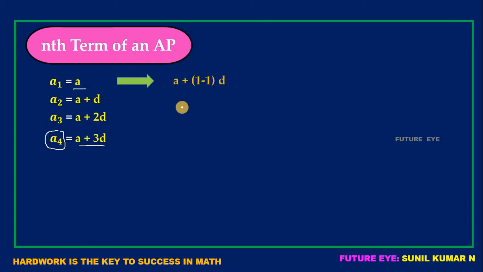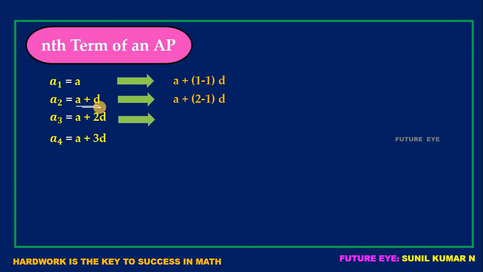A we have got like this. A is as it is, and 1 minus 1 into d. 1 minus 1 is nothing but 0. So 0 into d is nothing but 0 only. So a plus 0 is nothing but a. Similarly, the first term you write as it is. So in the second term we are subtracting 1. Hence we get 1d. It means a plus d.